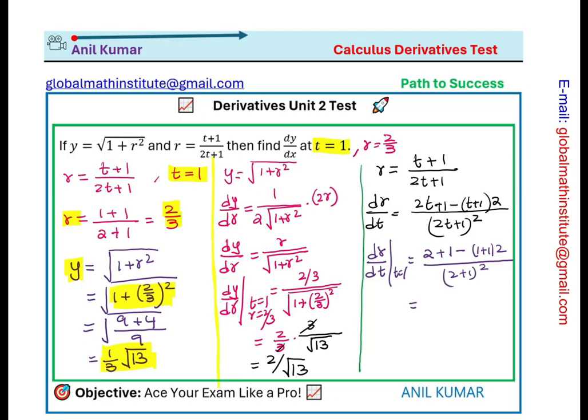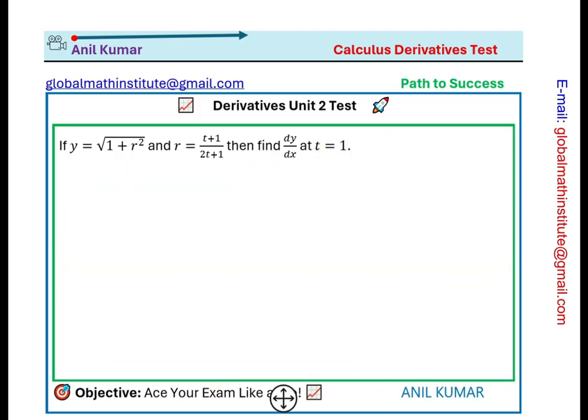2 plus 1 is 3. And on this side, we have 2 times 2, 4 minus, right? So minus 1 on the top. And the denominator is 3 square, which is 9. Correct? So we have minus 1 over 9. So far, we have the result, which is dy/dr is 2 over square root 13 and dr/dt is minus 1 over 9, right? So let's write down the final answer in the next page.